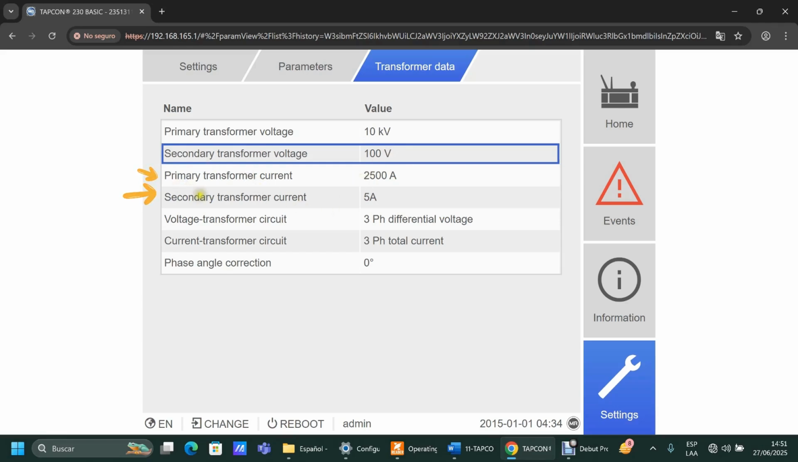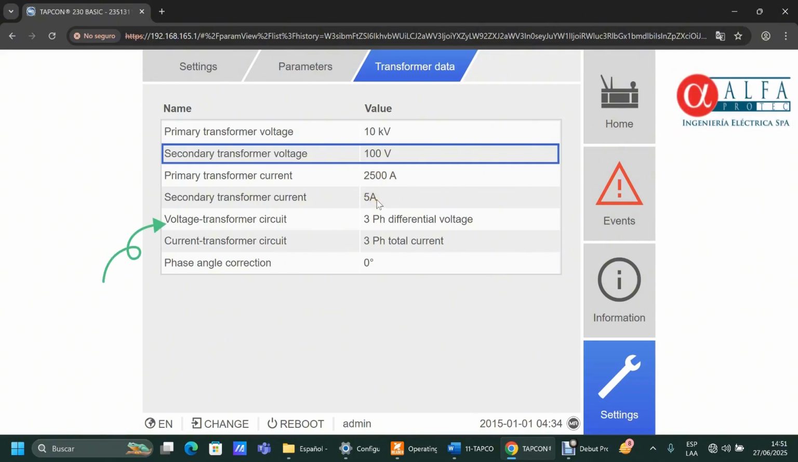Now, let's continue with the current parameters: primary transformer current and secondary transformer current. These work in exactly the same way as the voltage parameters, but for the current signal. For example, for a CT rated at 2500 amps to 5 amps, the primary value would be 2500 and the secondary would be 5.